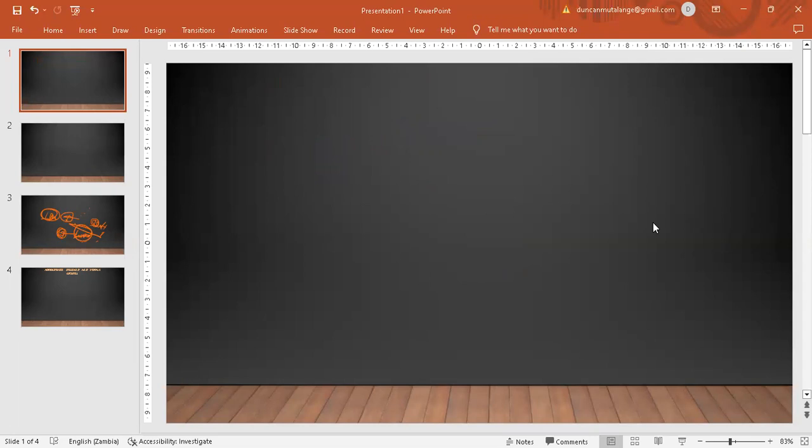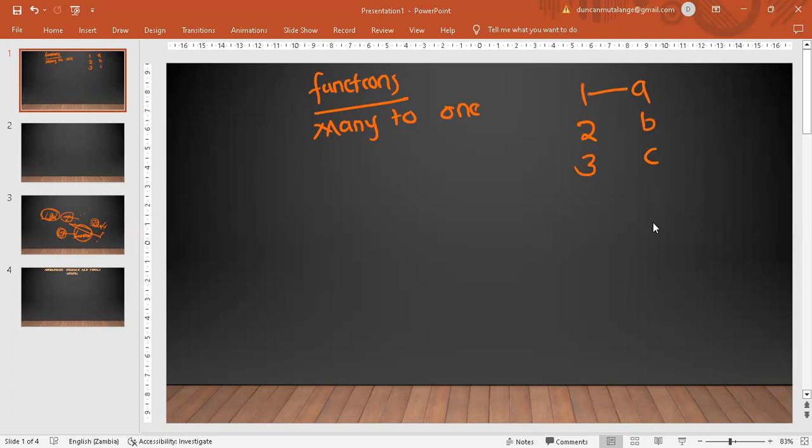Okay, let's look now at the types of functions. Functions can be many-to-one, as we saw in the previous example, where we had something like this. Then let's say we have A, B, and C. So you can have many-to-one, and you have something like this. All right, so this is a function. So you can see that many-to-one is a function.